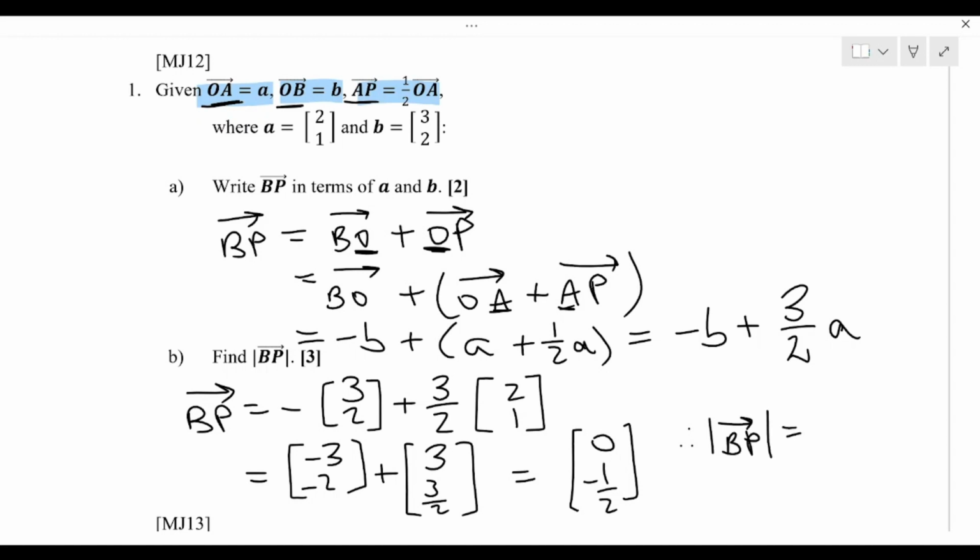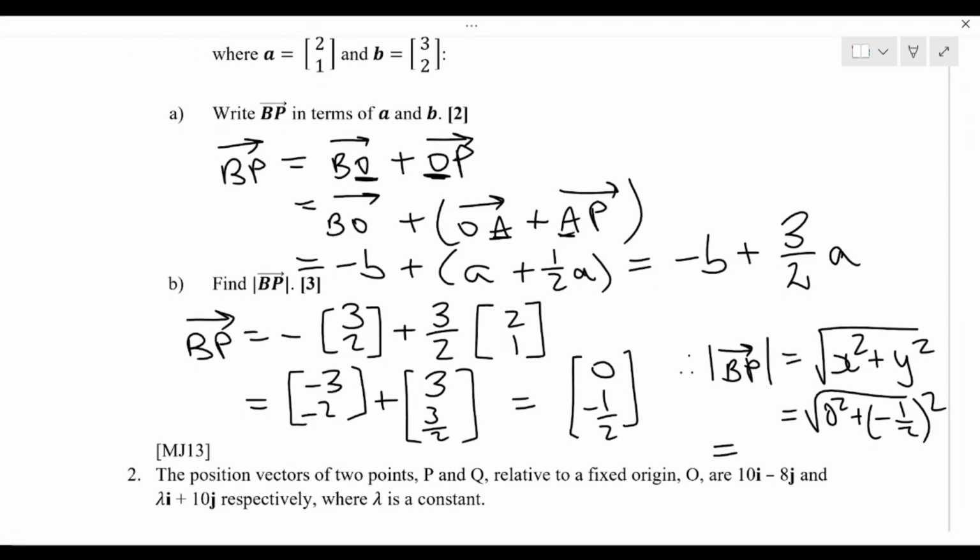The magnitude of BP is going to be equal to the square root of its x component squared plus its y component squared. Its x component squared is 0 squared, and its y component squared is negative a half squared. This gives us the square root of a quarter, which is equal to a half. Remember to put your units.